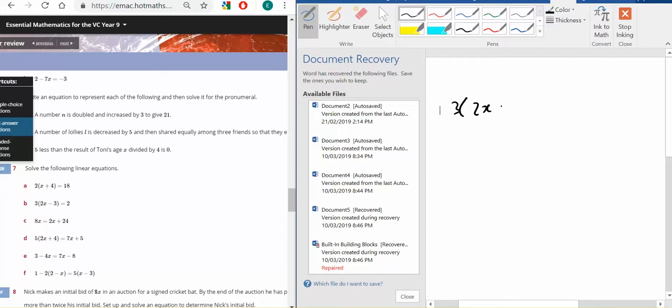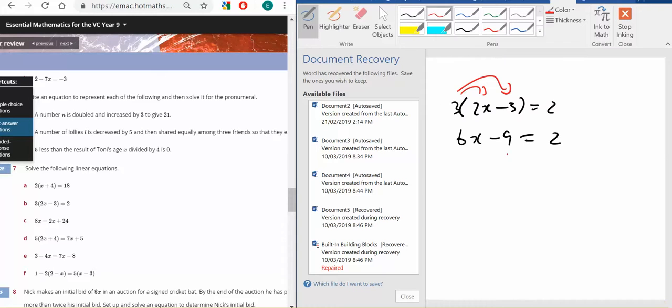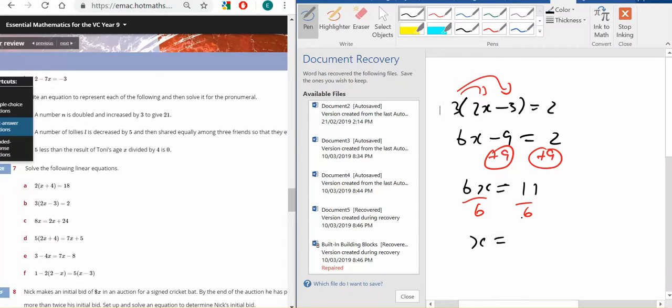3(2x minus 3) equals 2. Okay, expand the brackets first. So I get 6x minus 9 equals 2. I add 9 to both sides. Okay, always get the sign right. So 6x equals 11. So now we're going to get a non-nice fraction as an answer because 6 doesn't go into 11, so you just write 11 over 6.